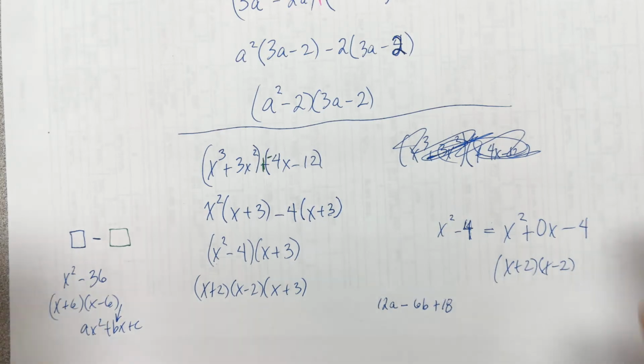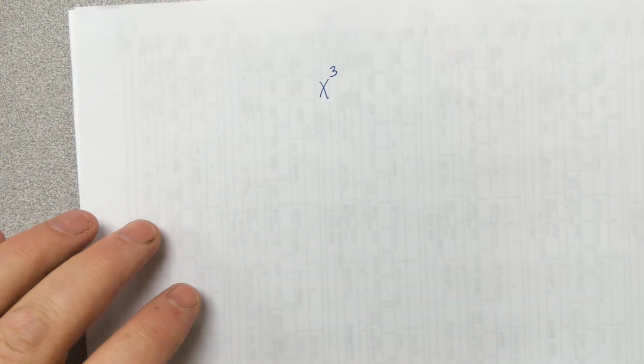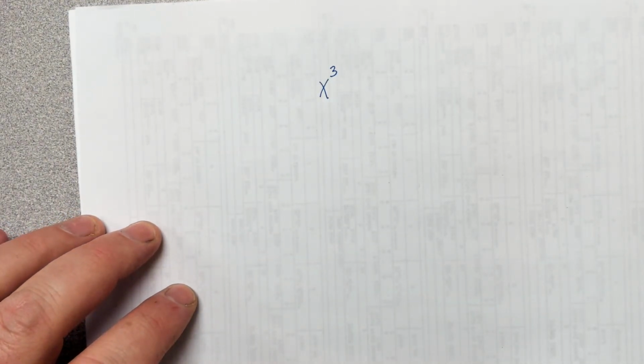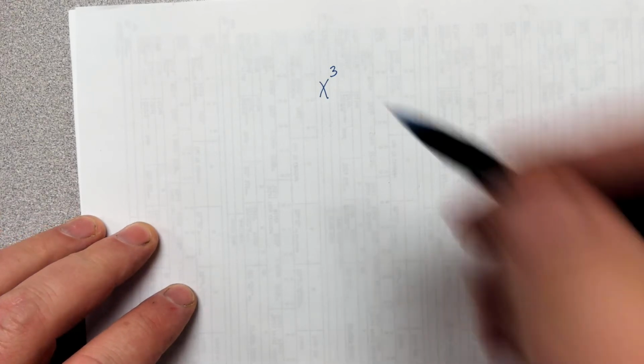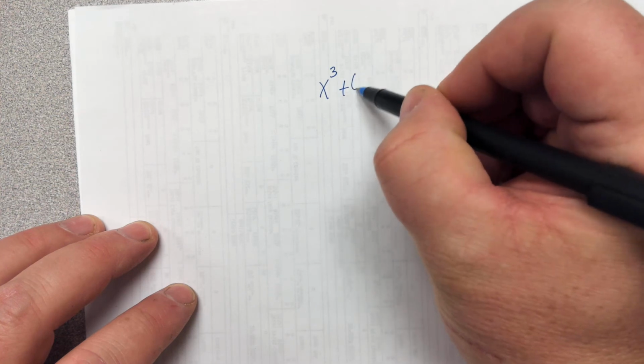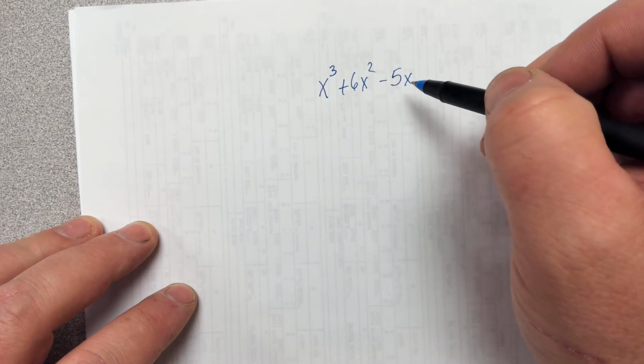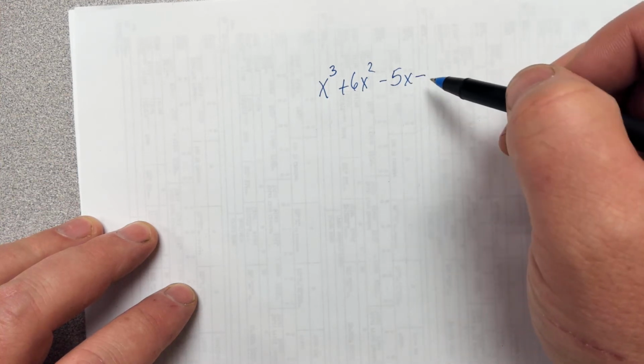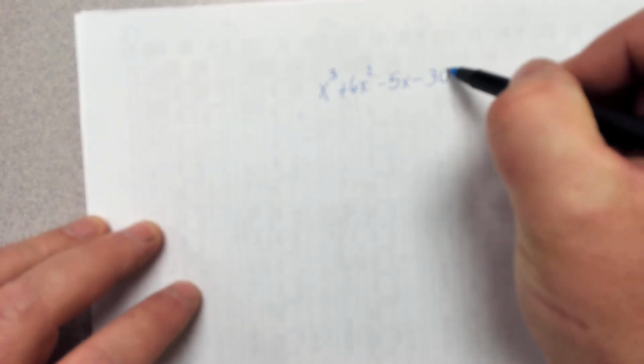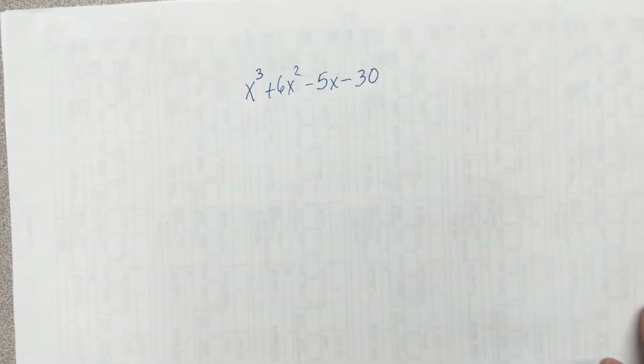Okay. Ready to try one? Let's do this right here: x cubed plus 6x squared minus 5x minus 30. There we go. You try that one.